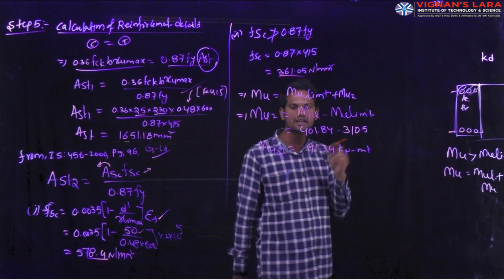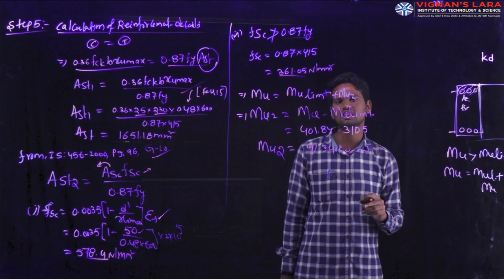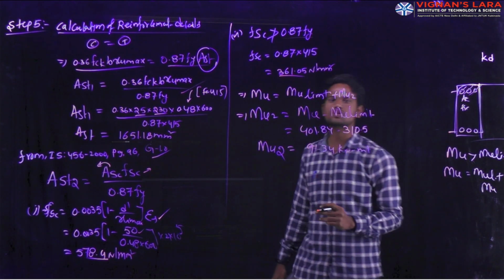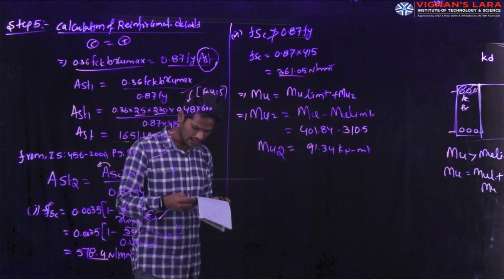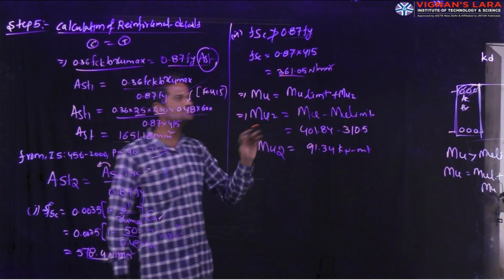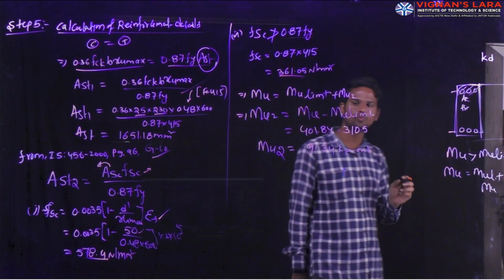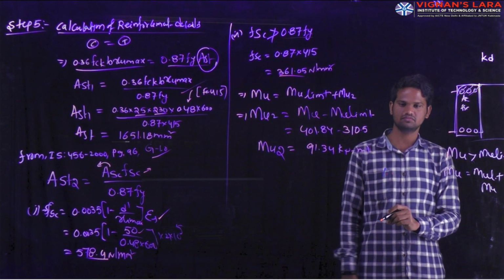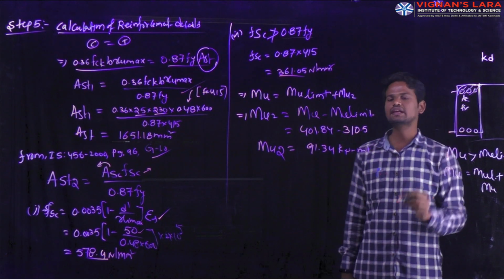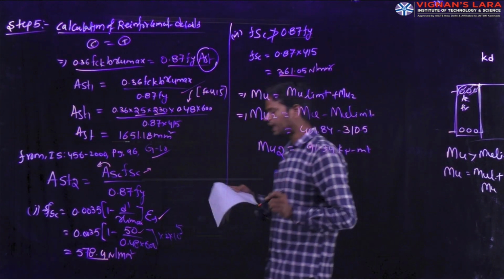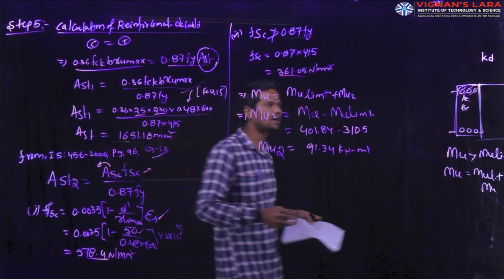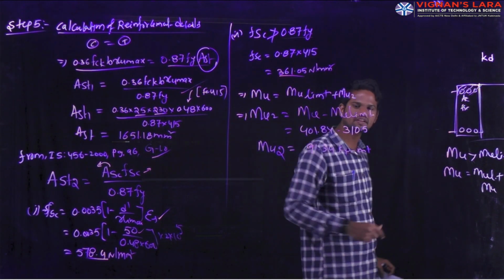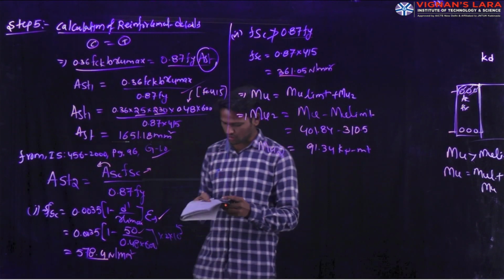For this additional moment, I have to provide the additional steel reinforcement in the bottom direction as well as in the top direction. How much reinforcement we have to provide to resist this additional moment, that we have to calculate. How are we calculating? Again, from IS 456 page number 96, for calculation of the area of the steel in compression phase, we have one more formula.